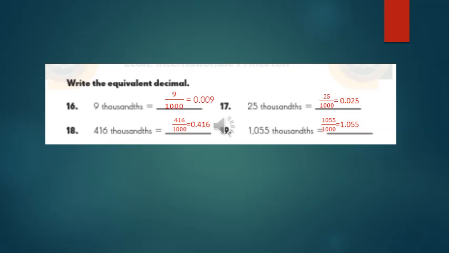Number 19, 1055 thousandths. Write it as a fraction, so it's 1055 over 1000. We have to fill 3 digits after the decimal point, so we're gonna put the 5 in the thousandths, the other 5 in the hundredths, and the 0 in the tenths, and the 1 will be pushed before the decimal point to be in the ones place. So it's 1.055, and it can be read as 1 and 55 thousandths.